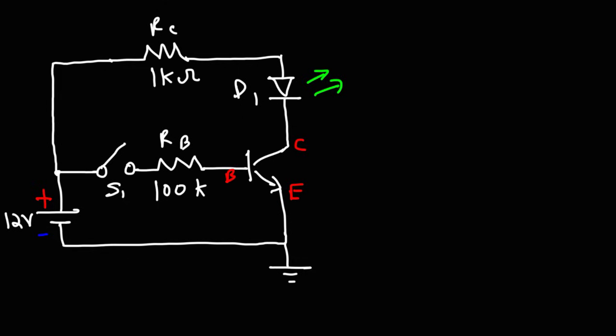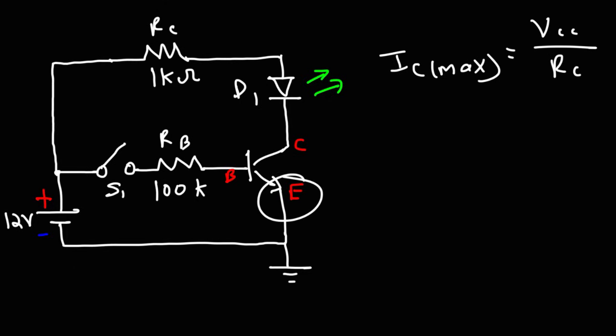So a 1 kilo ohm resistor won't allow more than 12 milliamps of current flowing through D1. If you do 12 divided by 1,000, you get 0.012 amps or 12 milliamps. So that is the maximum IC current that we can get in this circuit. It's VCC divided by RC. If we had RE, we would add that as well, but we don't have that. This is also known as the saturation current.